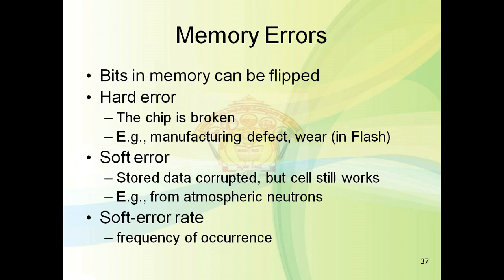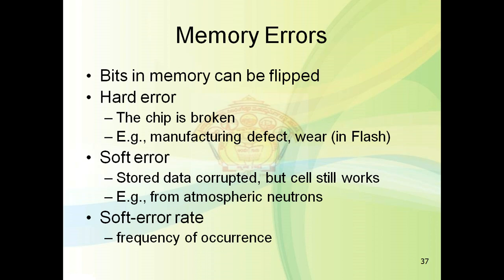Another type of error is called a soft error. Soft errors are due to corrupted data. These errors occur due to highly charged particles, that is, neutrons from highly charged cosmic rays in the atmosphere. They collide with the silicon atoms and flip some of the bits, and those flipped bits cause the error.